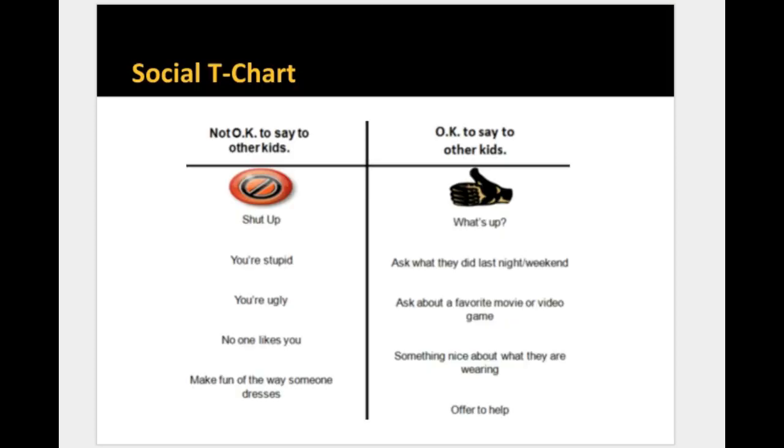A social T-chart is a very quick thing. I would use this from time to time. This one's a good example of a social T-chart where you make a list: here are things that are not okay to say, here are things that are okay to say. We try to set them up so that instead of saying shut up, you say what's up. Instead of saying you're stupid, you might say one of these other things.